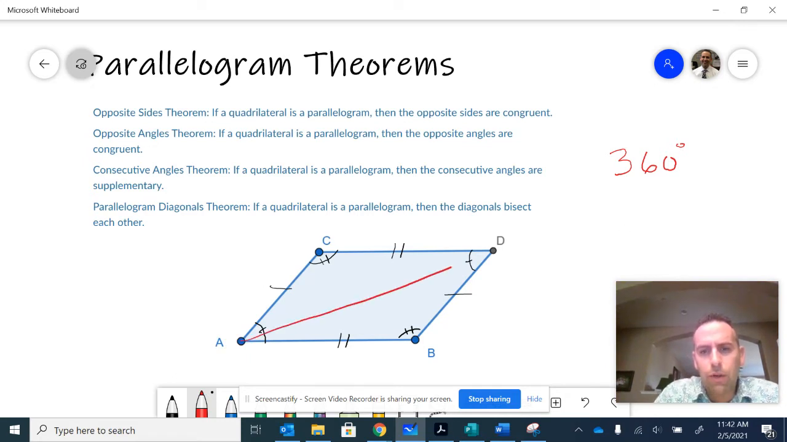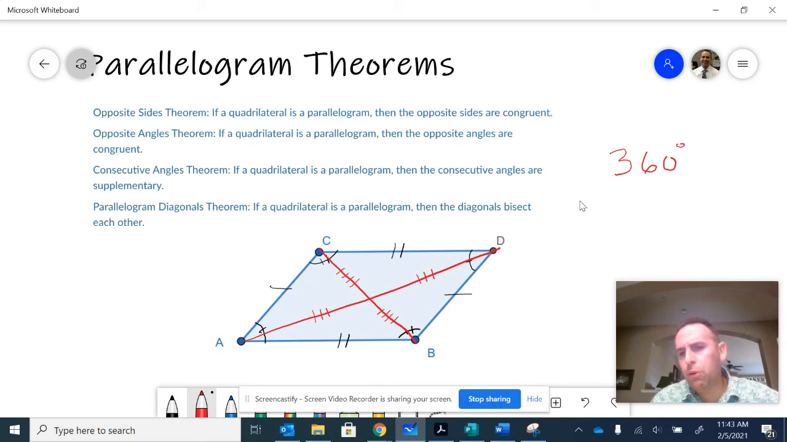So if you draw a diagonal from A to D and you draw a diagonal from C to B, no, they don't cross at a perpendicular, but they bisect one another. And that means that these little segments are the same there. And this little segment here is the same as this little segment here. So we have all these theorems coming into play.